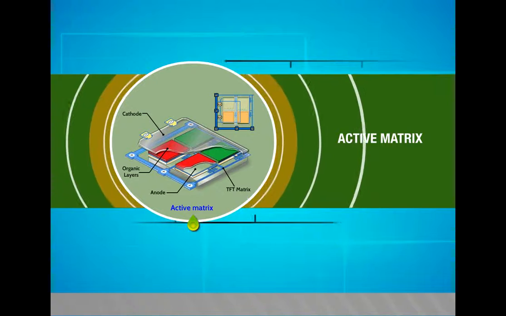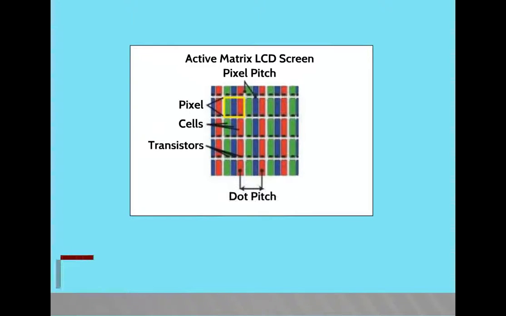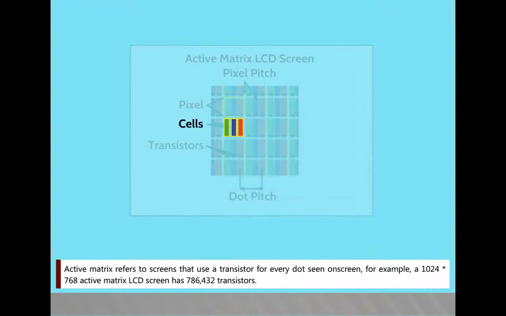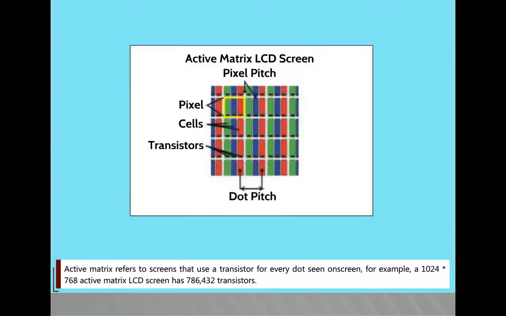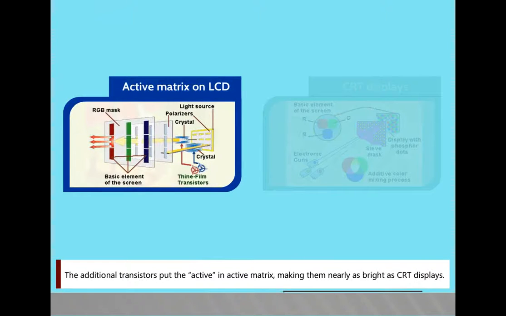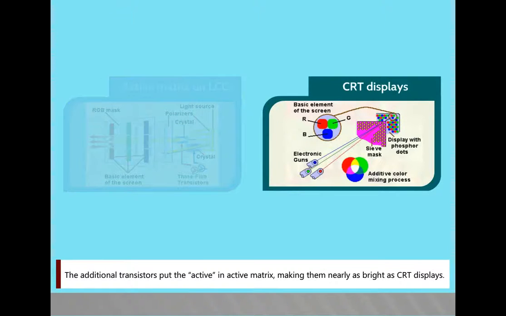Activematrix. In this video, we are going to see about Activematrix. Activematrix refers to screens that use a transistor for every dot seen on screen. For example, a 1024 x 768 Activematrix LCD screen has 786,432 transistors. The additional transistors put the active in Activematrix, making them nearly as bright as CRT displays.